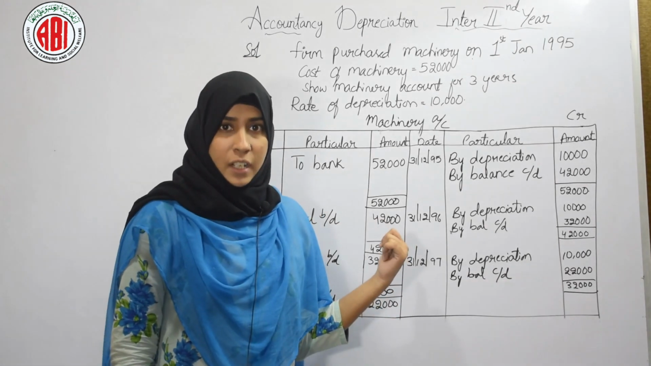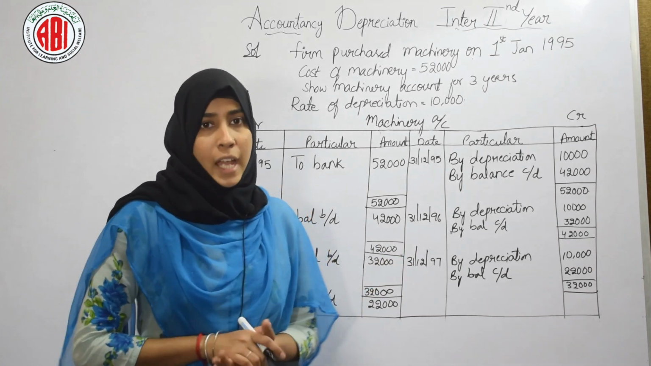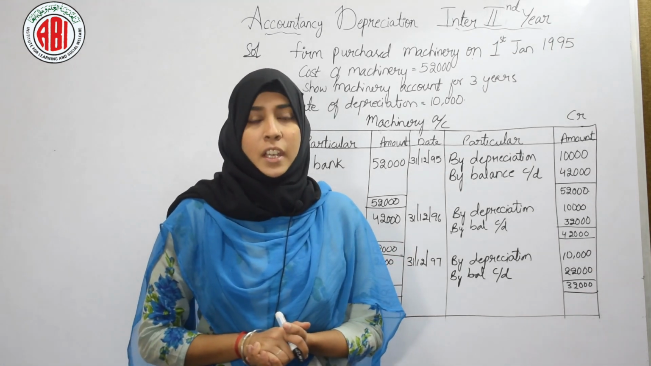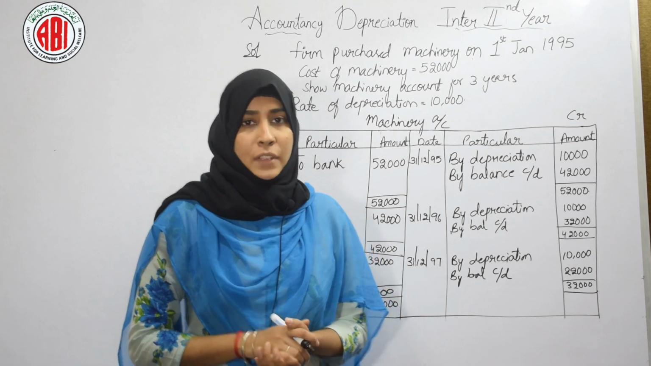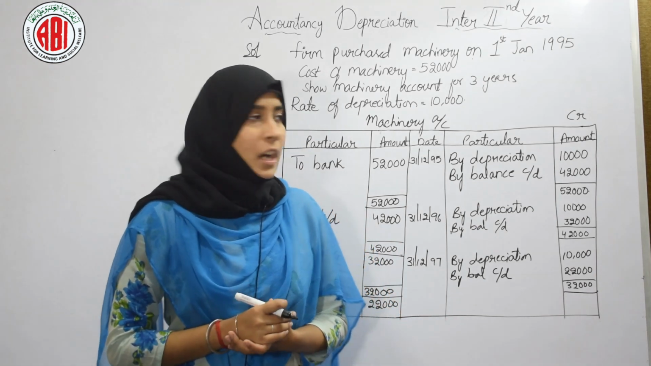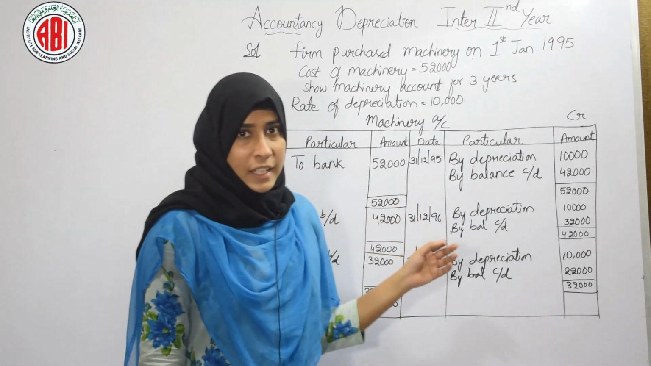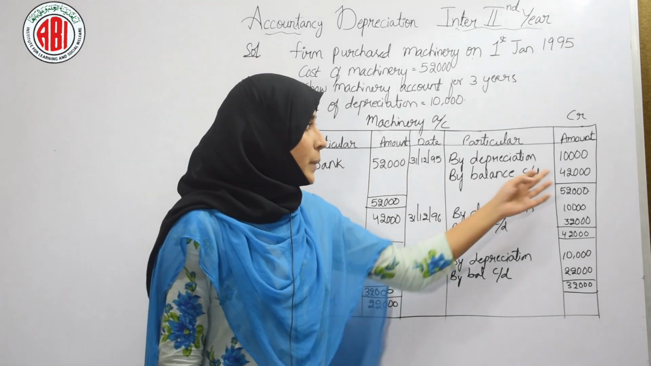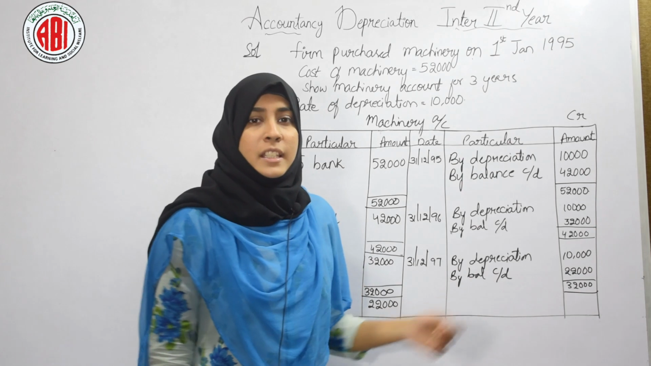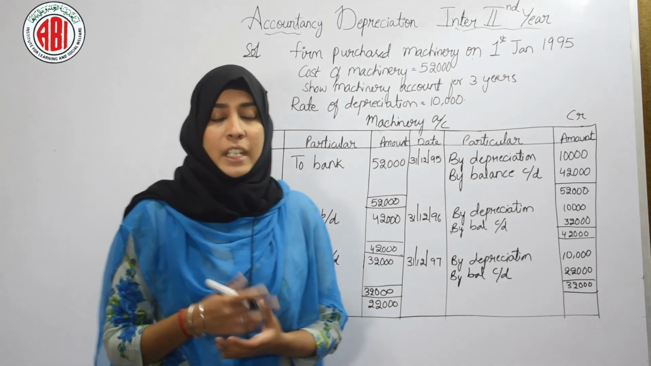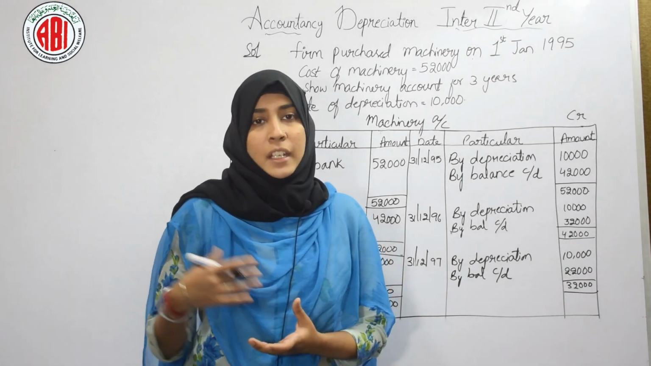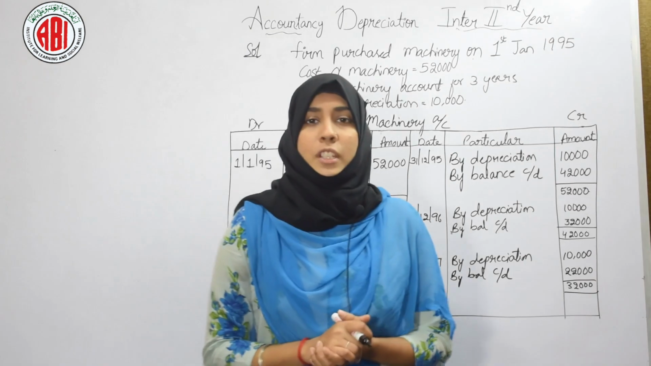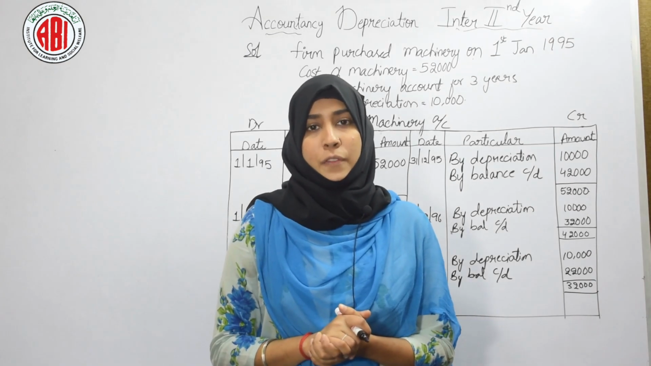Therefore this is our machinery account in which we have calculated the rate of depreciation as our first step, and then we have prepared the machinery account for 3 years. For all 3 years we have provided depreciation of rupees 10,000. Since this is the straight line method, every year the same amount will be provided as depreciation. So this was about the problem of straight line or fixed installment method.